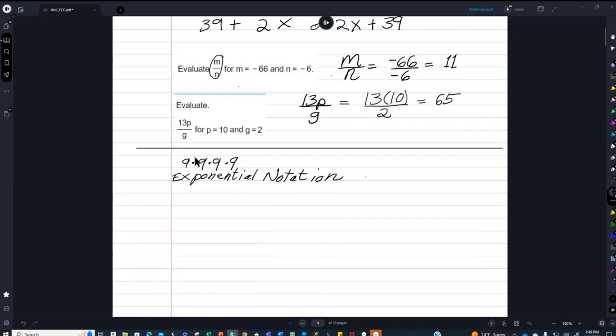What that means is, notice that all of these numbers are 9. So to write that in exponential notation, I would write it as a 9. That's called the base. And then up here, I would write the number of times 9 is multiplied by itself. 9 to the 4th power. 9 is called the base. 4 is called the exponent.